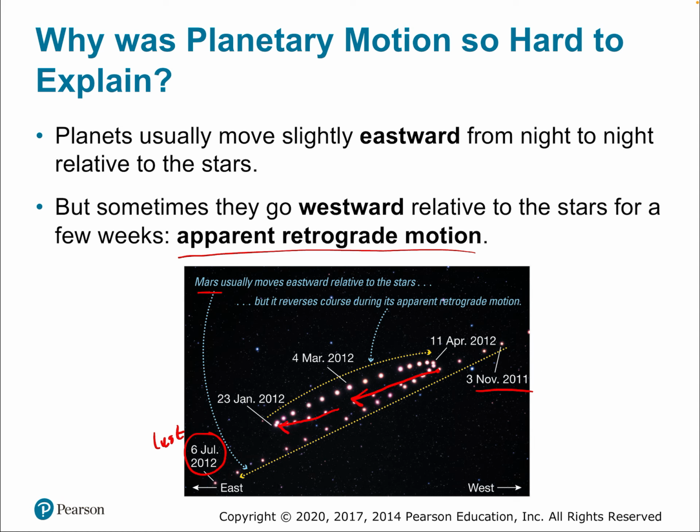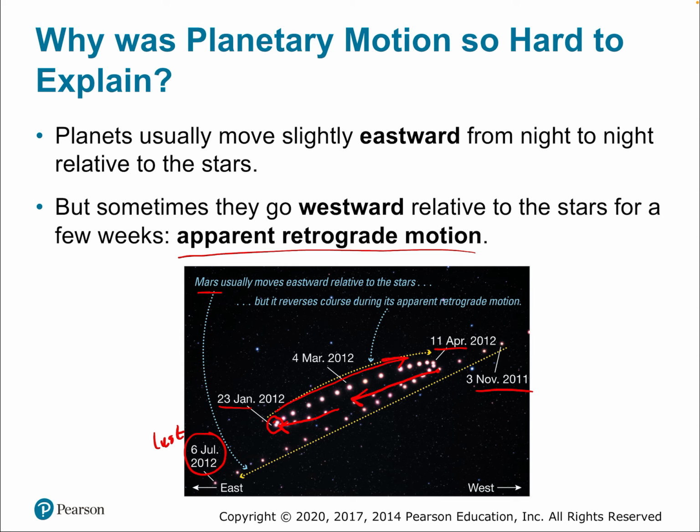Here's the turnaround point. So on the 23rd of January in 2012, some few weeks after November, it reaches as far eastward as it's going to go before it retrogrades. Then it goes with apparent westward motion up until April, and then returns to its normal eastward track all the way up to July of that year. All right, and it'll take a while until it does that again.